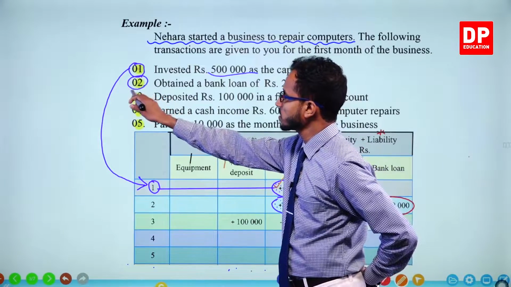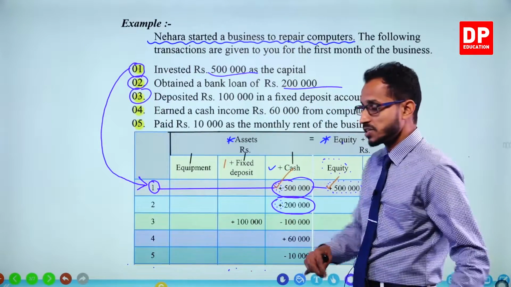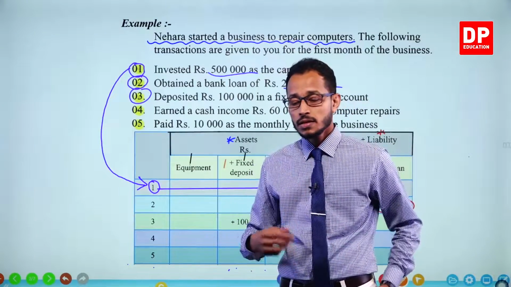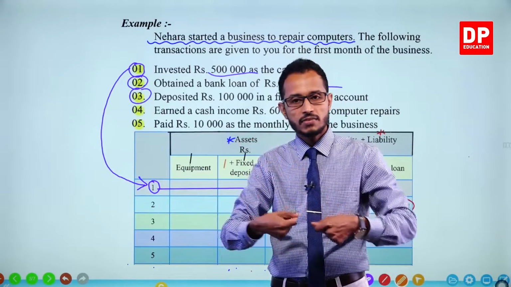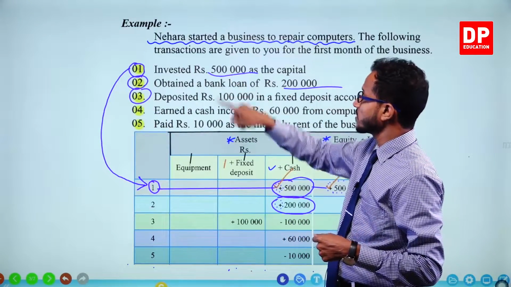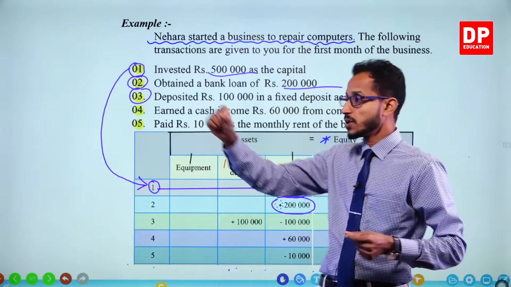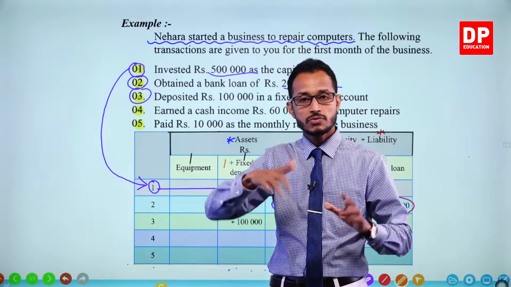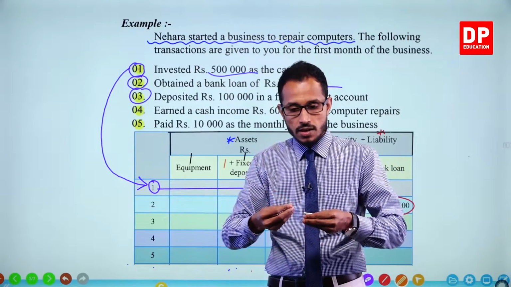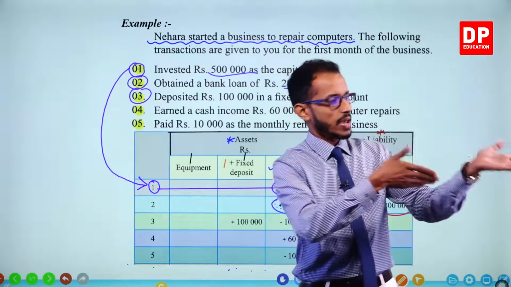Let's finish it off. Third transaction: deposited 100,000 in a fixed deposit. Again, now we are not getting money from anyone. Like we got 500,000 from the owner, like we got 200,000 from a bank. Now we are not getting money from anybody. We are sending money which we have into the bank.